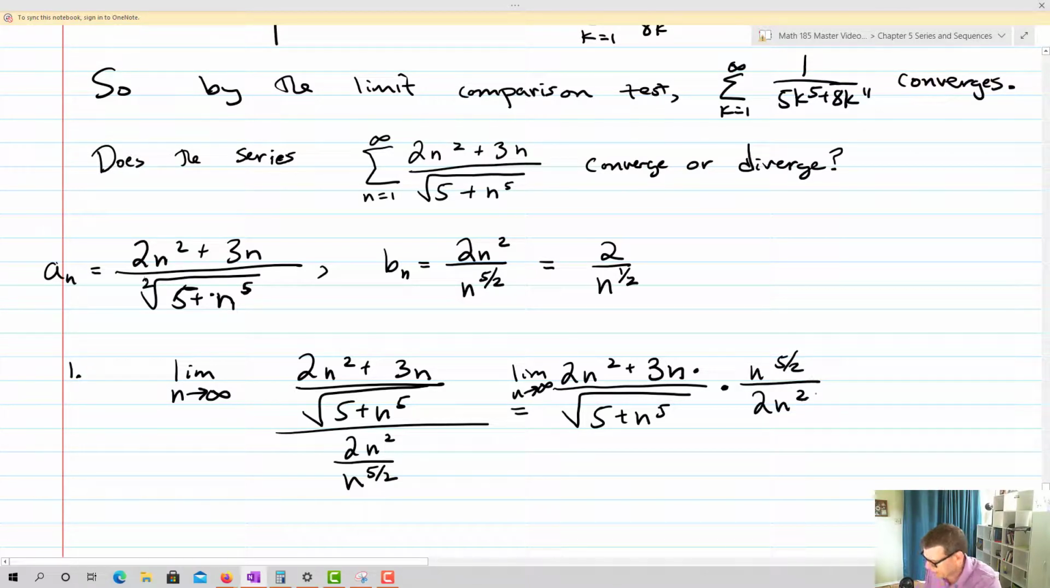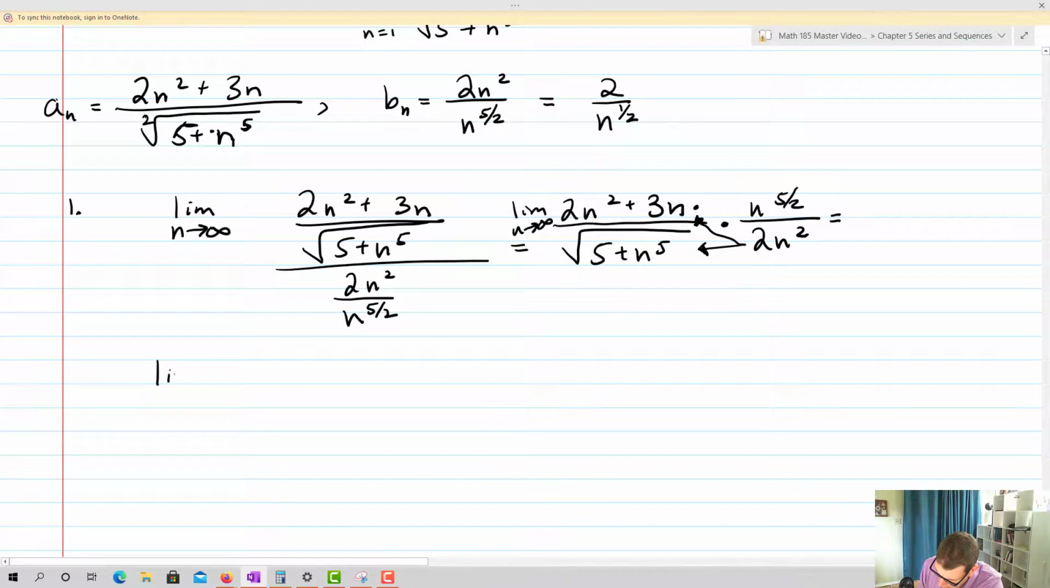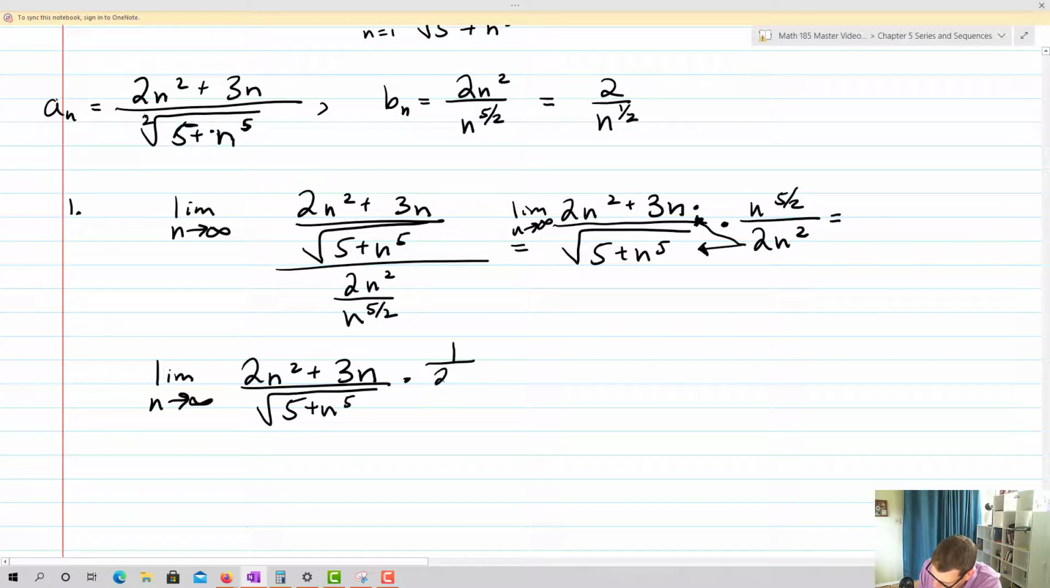Now the thing about this is that we don't actually want to do anything with 2n squared. We don't want to multiply it by the square root of 5 plus n to the 5th. We actually want to do something with it up here, okay? So that's really like the equivalent of writing this as the limit as n goes to infinity of 2n squared plus 3n over the square root of 5 plus n to the 5th times 1 over 2n squared, and the bottom one will be 1 over n to the 5 halves, excuse me, n to the 5 halves.